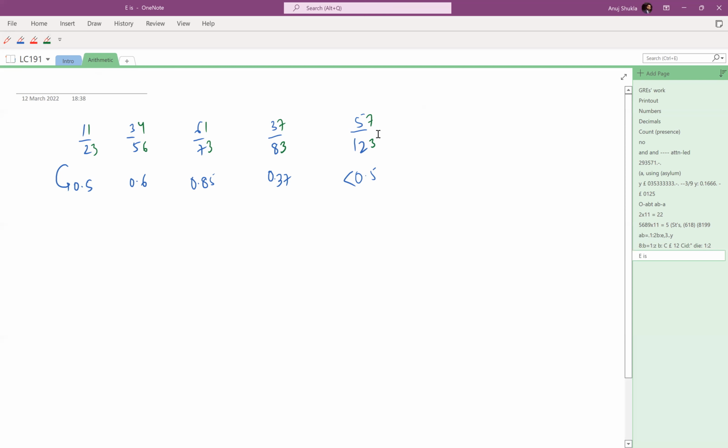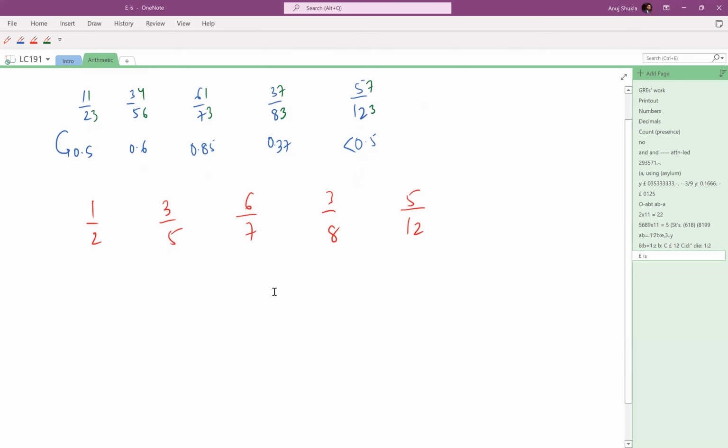There is one more method with which you can find it. Suppose very small numbers are given, then there is a method with which you can find the answer. Like what was the number? 1 by 2, 3 by 5, 6 by 7, 3 by 8. I'm writing those numbers again: 1 by 2, 3 by 5, 6 by 7, 3 by 8, and 5 by 12. So what is the other method with which you can find which fraction is more or less?